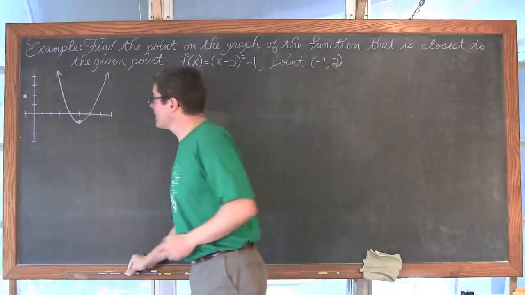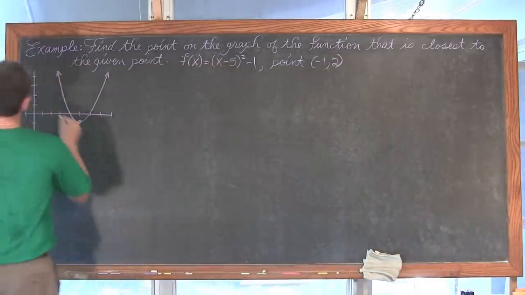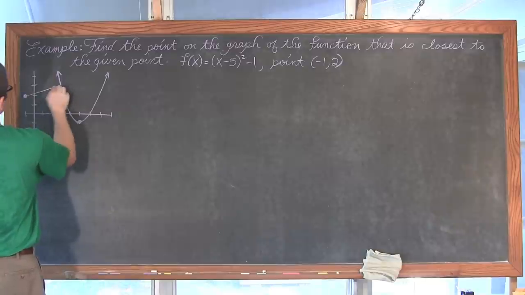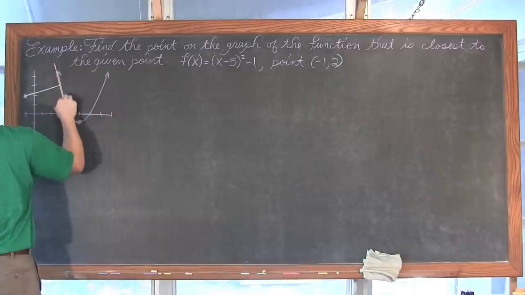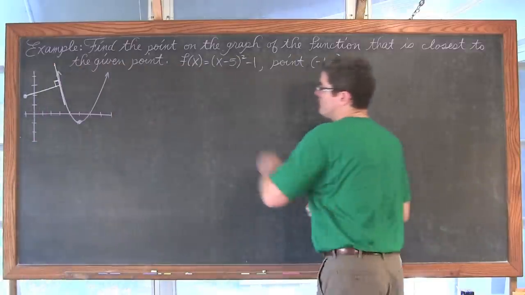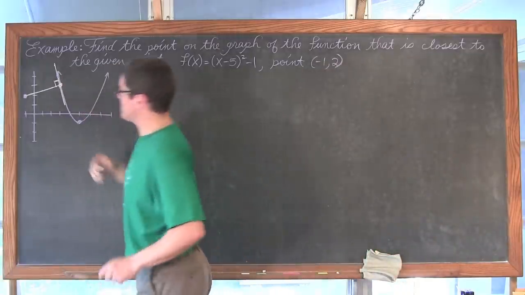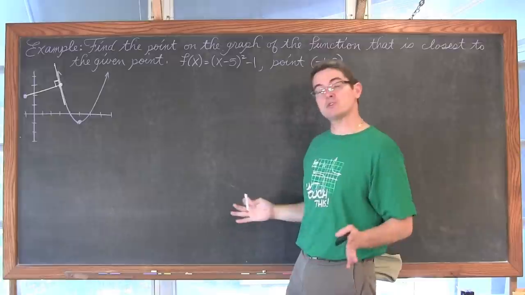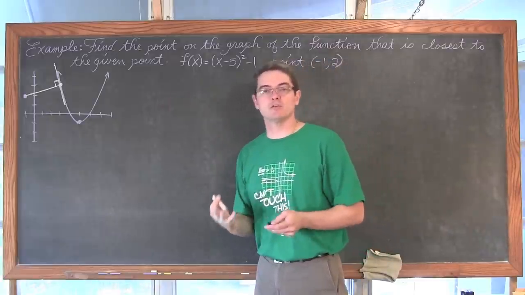Now, I tried to do a pretty accurate sketch, keeping this idea that the distance is going to be perpendicular to the tangent line of that parabola at some particular point. It seems like I've tried to draw this somewhat accurately, so when I'm done with the question, I can use the drawing to test the reasonableness of my solution.